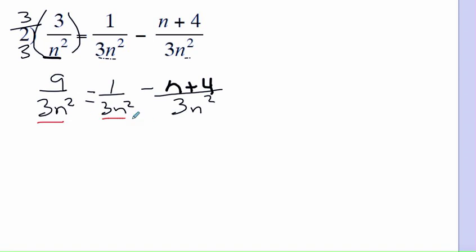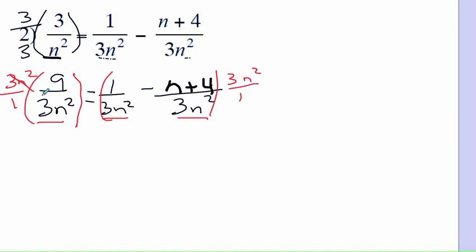Okay, I got the same denominators, so that means I'm going to multiply each side by 3n squared to get rid of my denominators. Isn't math kind of cool how you can just do things and not change the value and get it manipulated so you can solve it easily? So I did that, so my 3n squareds all cancel away. So now I have 9 equals 1 minus the quantity of n plus 4.